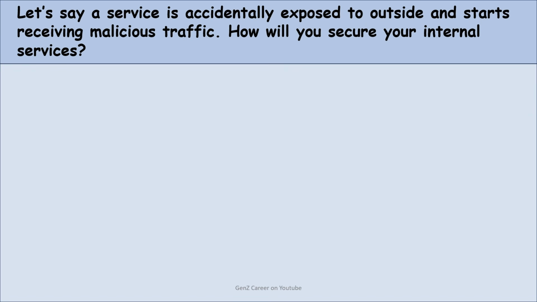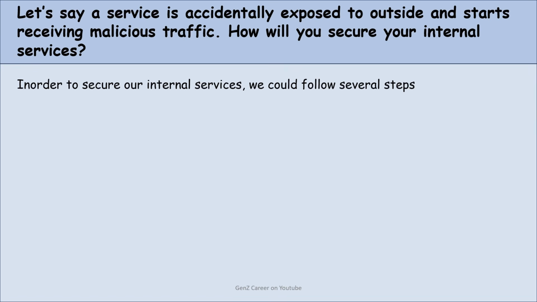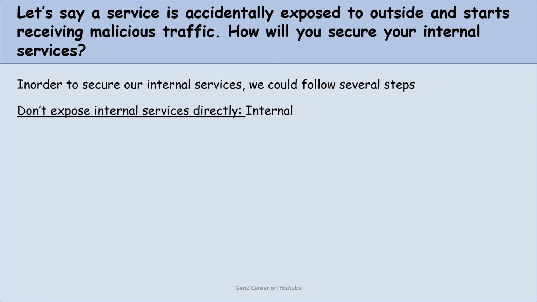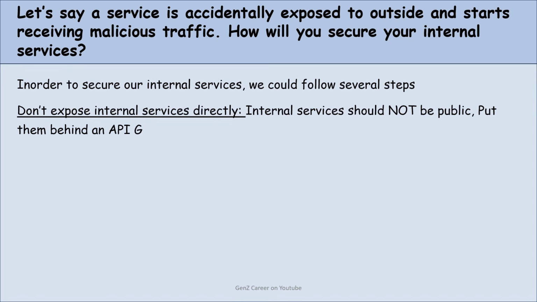Next question is, let's say a service is accidentally exposed to the outside and starts receiving malicious traffic. So how will you secure your internal services? In order to secure our internal services, we could follow several steps. First is, don't expose internal services directly. Basically, internal services should not be public. Put them behind an API gateway, and only the gateway should be exposed, not our services. Are you getting my point?